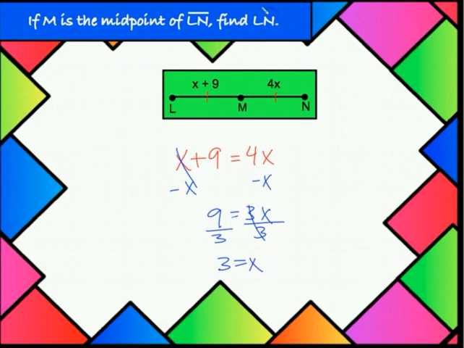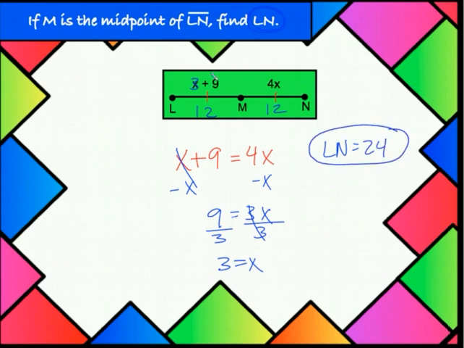But of course, it's not asking for that. It's asking to find LN. So let's see. LN is the whole thing. So if x is 3, then 3 plus 9 makes 12. Same with this. 3 times 4 makes 12. I know you don't have to check both of them, but I would just to make sure you solved it right. So LN, the whole thing, is 24.